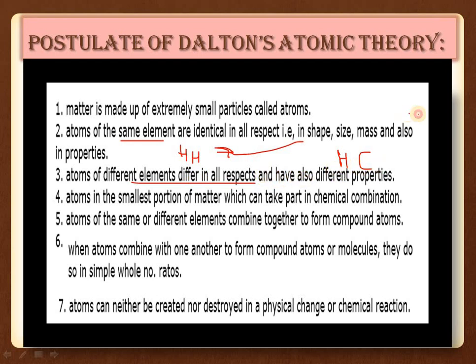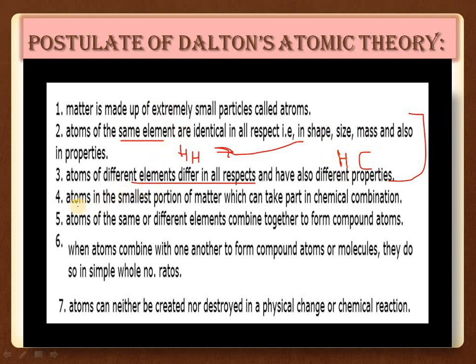This scenario is similar to a situation you can see in your home. If two children are from the same family, then they might have the same properties or identical features somehow. But if two persons or two children are from different families, then they don't have the same properties or the same features. This is what Dalton said.